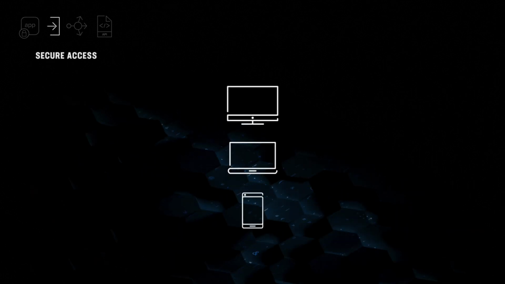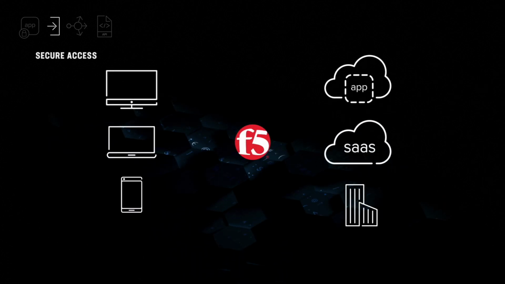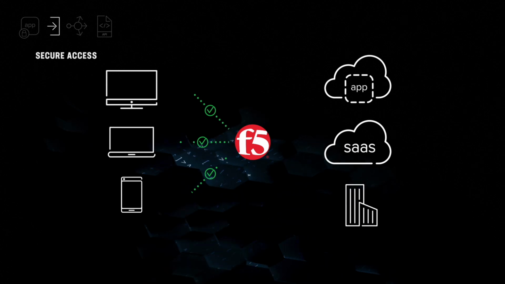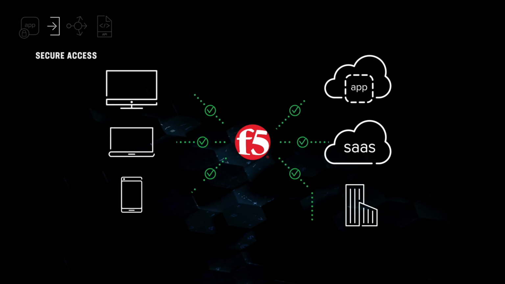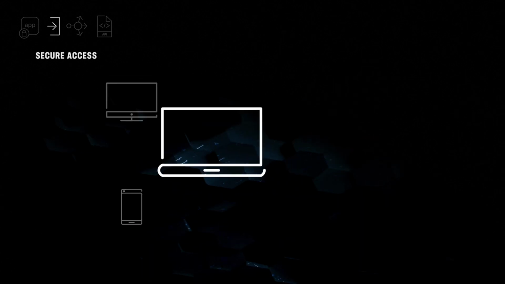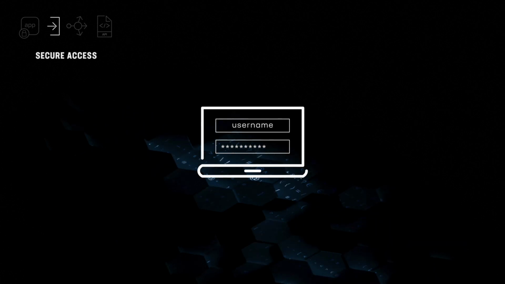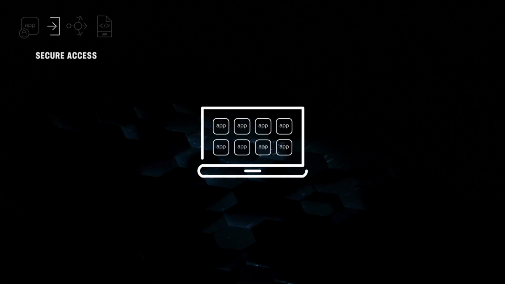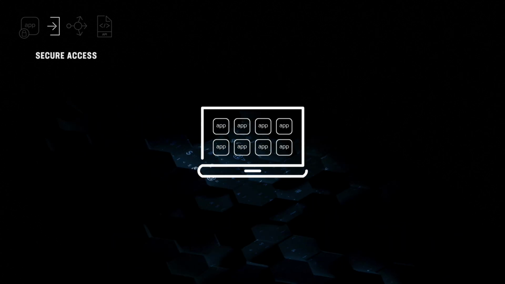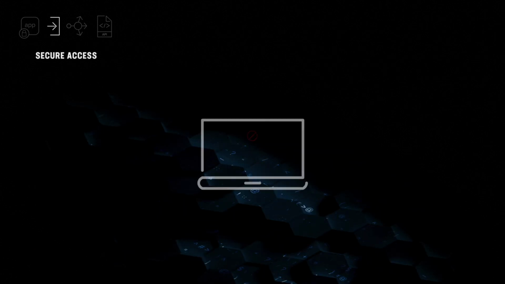F5 provides secure authentication and authorization for users located anywhere using any device to apps deployed in any environment. We make sure your users are who they say they are and restrict their access so they can only see the apps and data they're supposed to. Leveraging identity federation, role-based access control, and multi-factor authentication, F5 enables single sign-on to your entire app portfolio for verified users, while blocking access for unauthorized users.